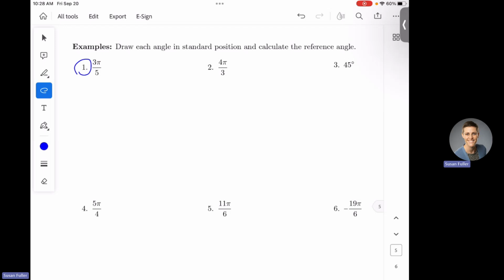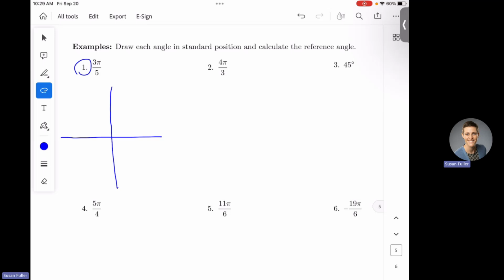So we want to draw this in standard position and calculate the reference angle. Before we can calculate the reference angle, we have to figure out where this angle has its terminal side, because the quadrant where the terminal side lands is going to determine how we can find the reference angle using our formulas that we did in class. Or as we graph it, we'll get a feel for where the reference angle is and how big it is.